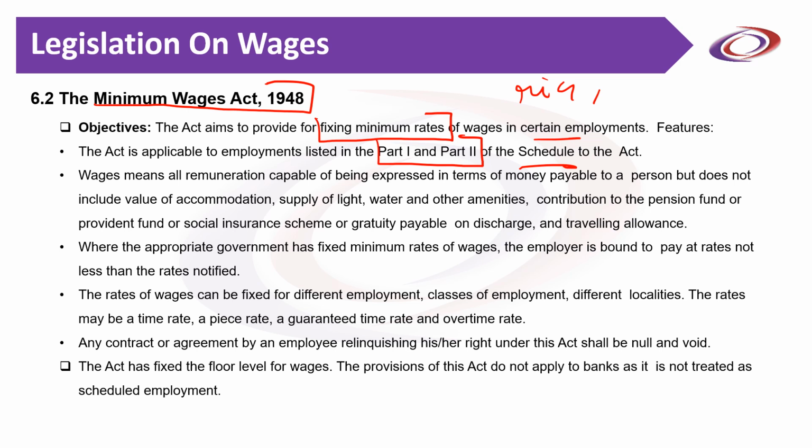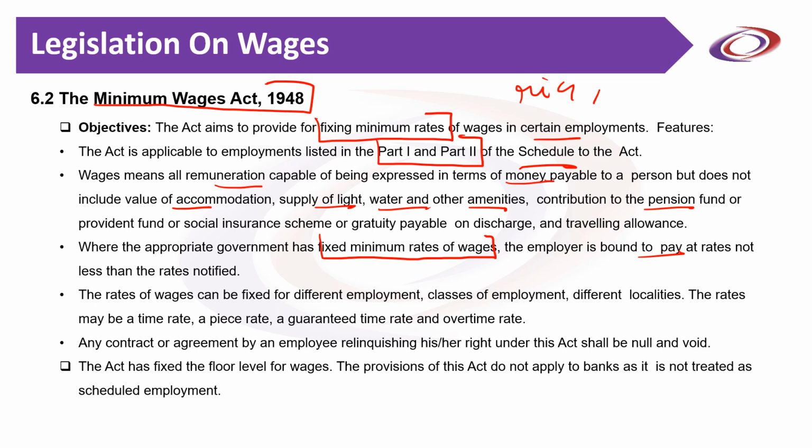Wages will include the remuneration capable of being expressed in terms of money that is paid to the person, but it will not include the value of accommodation that is provided, supply of light, water, and other amenities, contribution to the pension fund, etc. So what all has to be included has to be kept in mind. Where the appropriate government has fixed the minimum rates, the employer is bound to pay rates not less than those. So it will tell the minimum rate that has to be paid, and anything less than that is not acceptable.